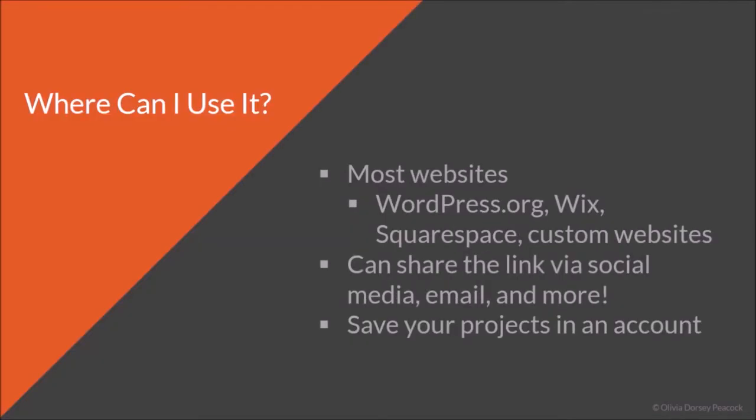So where can you use StoryMap JS? Well, you can actually use it on most websites, including WordPress.org, Squarespace, Wix, custom websites. You basically would use an embed code from your story map and just paste it on your website. You can also share the link to your story map via social media, email, anywhere you can think of. And with this tool, one way in which it differs from TimelineJS is that you can actually save your projects in an account. When you get started, it prompts you to create or to use your Google account, and you save all of your projects within that on the Knight Lab's website.